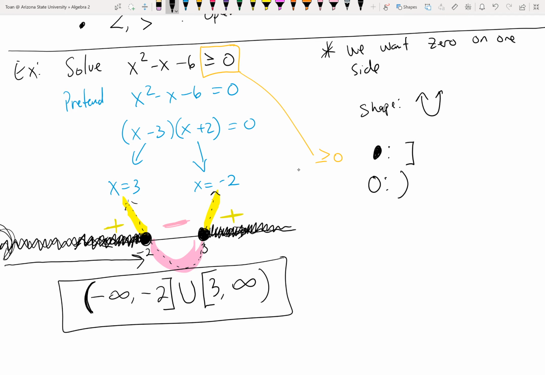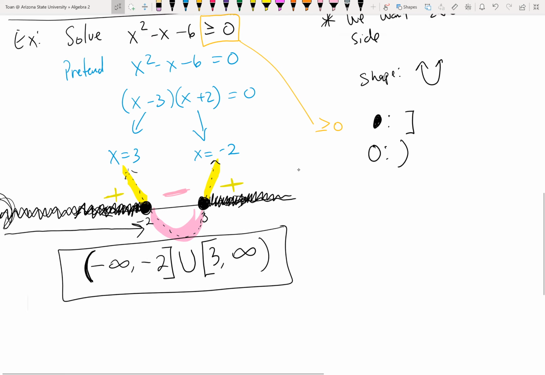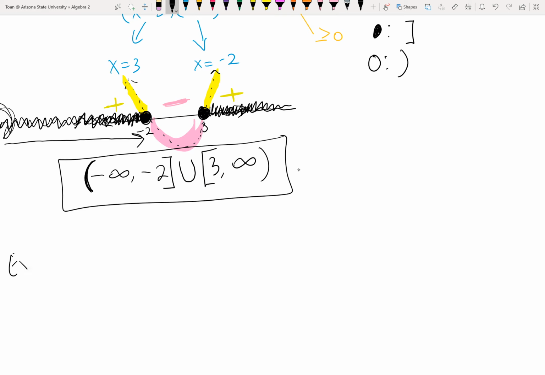I'm going to do a lot more examples in this video, so if you're still confused, just keep watching, and hopefully you'll get it by then. Just watch as little or as much as you need until you get this. But solving inequalities, let's summarize. You just solve it like regular, put your answers on the number line, fill out the positive and negative regions, and read your answer. So let's solve another inequality.